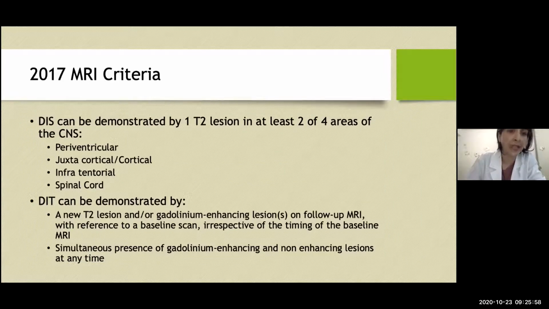Again, the 2017 MRI criteria. Dissemination in space is demonstrated by 1 T2 lesion in at least 2 of the 4 areas of CNS. That includes periventricular, juxtacortical, cortical, infratentorial, and spinal cord. Dissemination in time can be demonstrated by a new T2 lesion or gadolinium enhancing lesion on follow-up MRI with reference to baseline, irrespective of the timing of baseline MRI, or by simultaneous presence of gadolinium enhancing and non-enhancing lesions at any time.